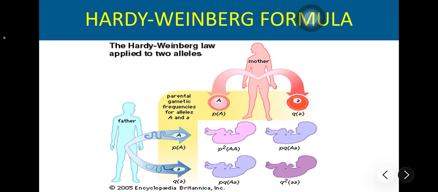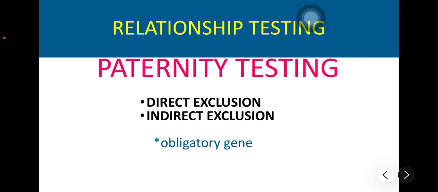There are two types of paternity testing: direct exclusion and indirect exclusion, both of which are dependent on the obligatory gene. The obligatory gene is a gene that is expected to be passed on to the offspring from the father. That's why it is called paternity testing. Maternity is always assumed since the mother is the one who gives birth. Now let's proceed to a more in-depth discussion of paternity testing on direct exclusion and indirect exclusion.